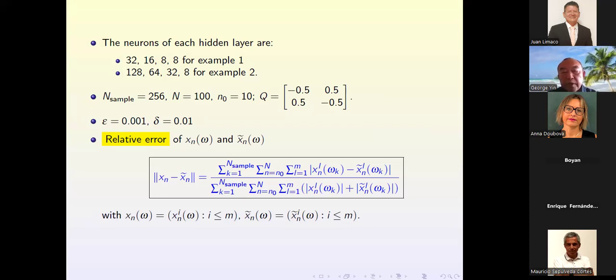So let me look at some examples. The first example is a two-dimensional system. The second example is a higher order, a six-dimensional system. We are using 4 layers for each. For the first example, the numbers of neurons in the layers are 32, 16, 8, and 8. For the second one, they are 128, 64, 32, and 8.